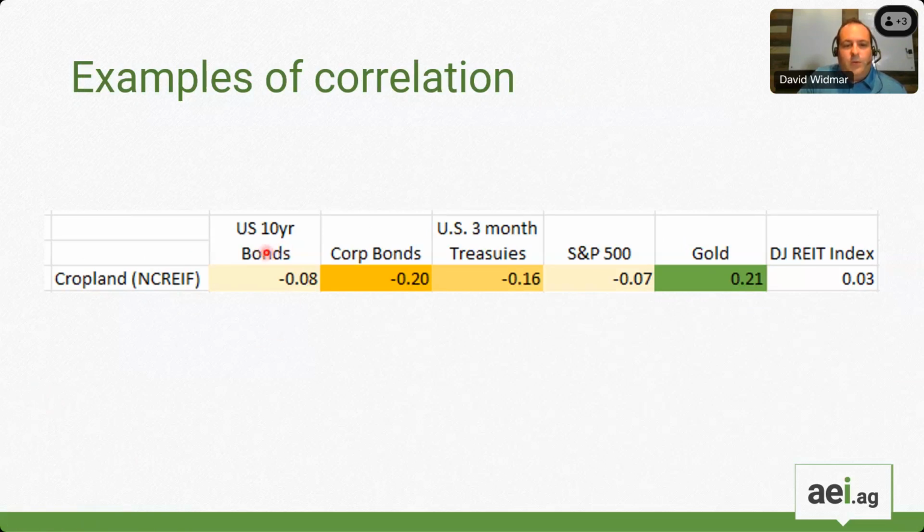And so you think about the correlation between farmland and U.S. treasuries here, the 10-year bonds. This is close to zero, but it's negative. And you can see that with corporate bonds, it's negative 0.2, and for gold, it's positive 0.2. And so oftentimes we see correlation measures from negative 1 to positive 1 as the range, but we don't always see them at these extreme cases. We focus on the directionality of them and also the magnitude, and the magnitude doesn't have to be all the way up to positive 1 or negative 1 to still have a lot of connections and relationships over time.